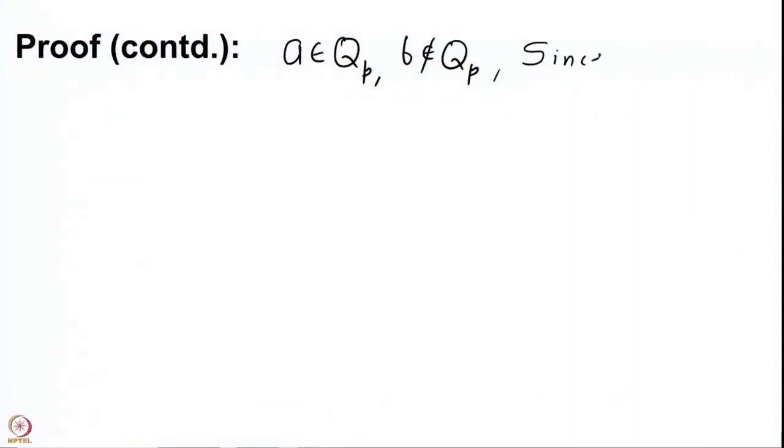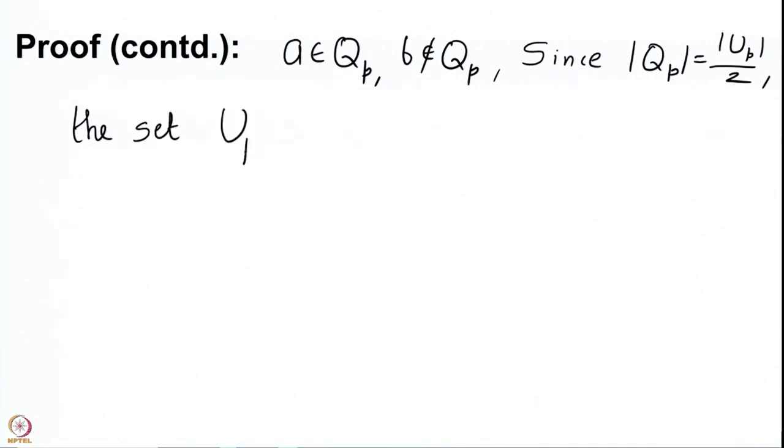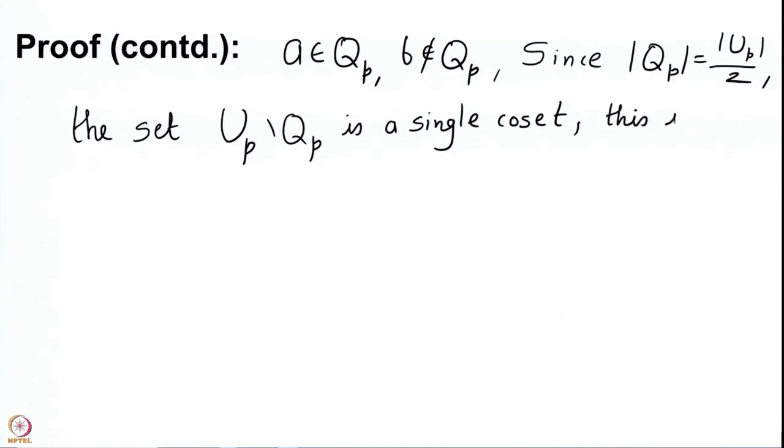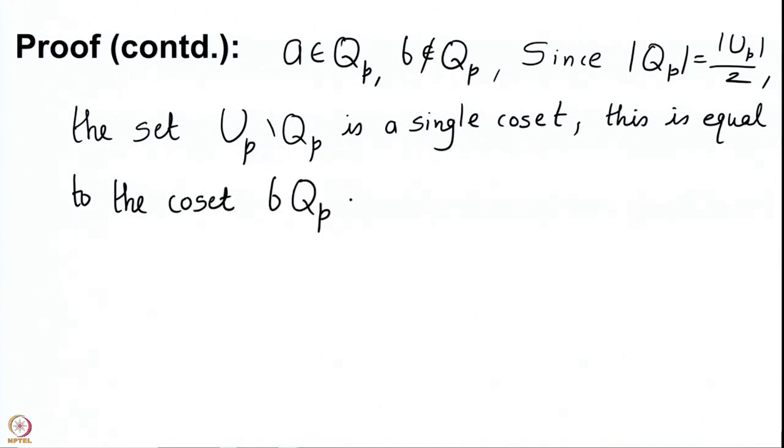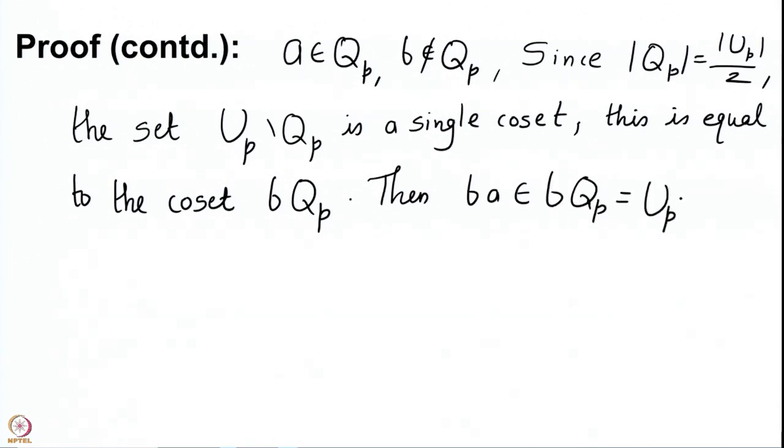So, since the cardinality of Q_P is the cardinality of U_P upon 2, the set U_P minus Q_P is a single coset. And since B is not in Q_P, this is equal to the coset BQ_P. Now we have that A is in Q_P, and then BA also belongs to the coset BQ_P, which is actually equal to U_P minus Q_P.